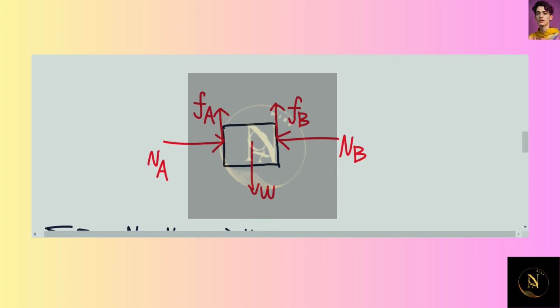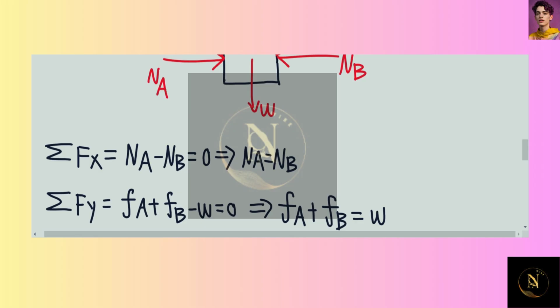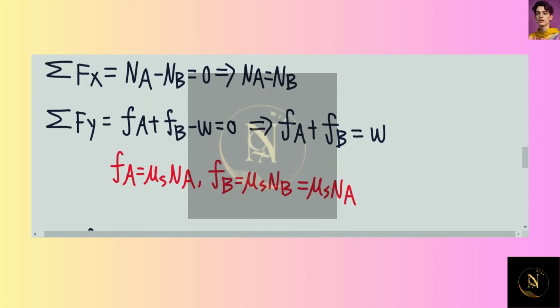W here is the gravity of the crate. NA and NB are the normal forces from point A and point B, and at each point there's a friction. Since the system is in equilibrium, the net force along the x and y directions should be equal to 0. So we have NA minus NB is equal to 0, which means NA is equal to NB. And we have FA plus FB minus W is equal to 0. Therefore, W is equal to FA plus FB. And remember, FA is equal to mu s NA, and FB is equal to mu s NB, which is equal to mu s NA, since NA is equal to NB.